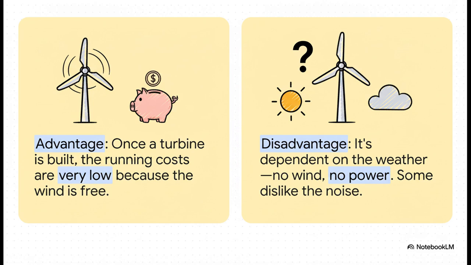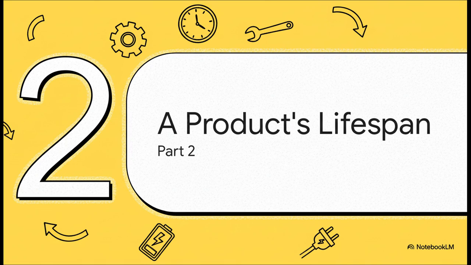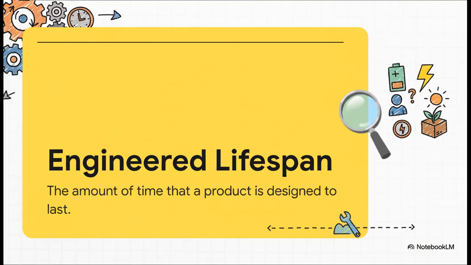Okay, but a product's impact isn't just about its power source. Not at all. It's also about how long it's actually designed to last. Engineers have to think about the product's entire life story, right from the factory all the way to its very last day of use. This brings us to a super important term for your exam: the engineered lifespan.